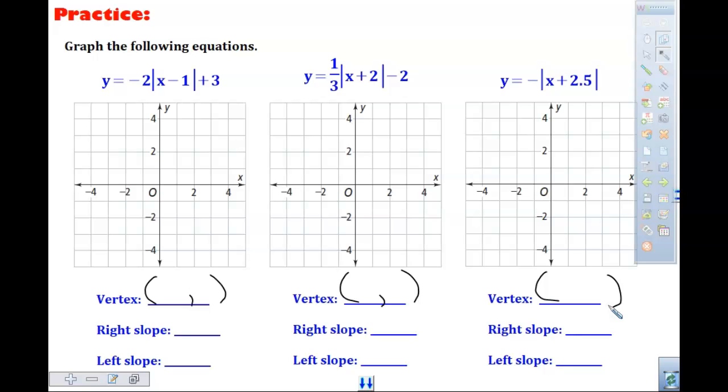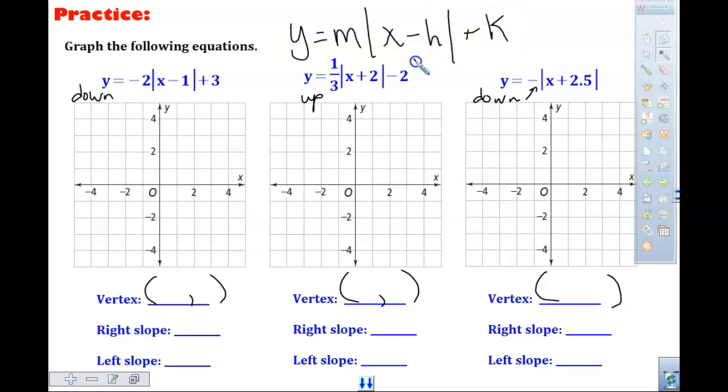So the first one, the V should be going up or down. What would you say? Up or down as we look at it? Down. Second one? Up. Third one? Down. How do I know? The negative in front, right? This is positive, this is negative. So, remember in our general form, y equals the slope times the absolute value of x minus h, plus k. Always a minus here, always a plus to help us decide.